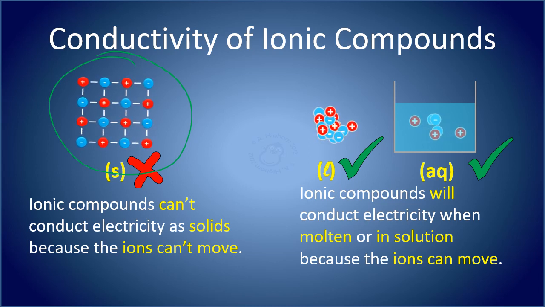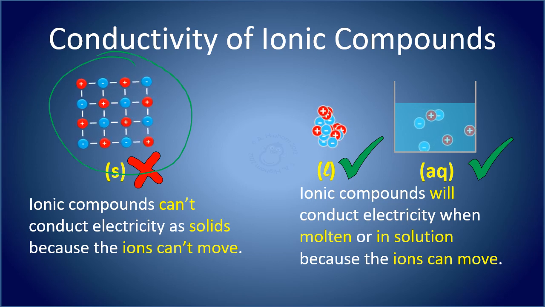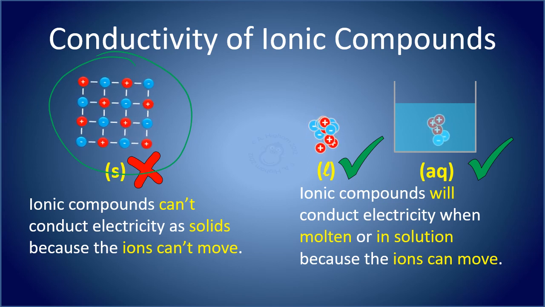But in a liquid, we've got that random jostling movement, and in a solution, we've got the movement of ions, because when you dissolve an ionic compound, you break up the lattice, and the ions are free to move within the solution. So that's really important, but it's nothing you haven't seen before. You've seen this from the bonding unit, as I say.